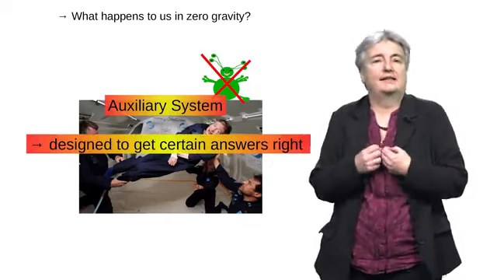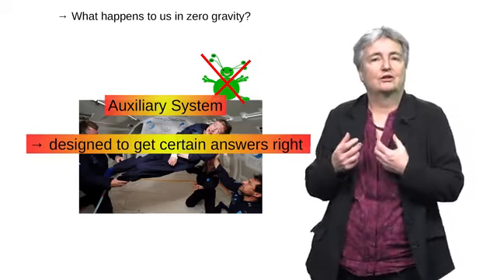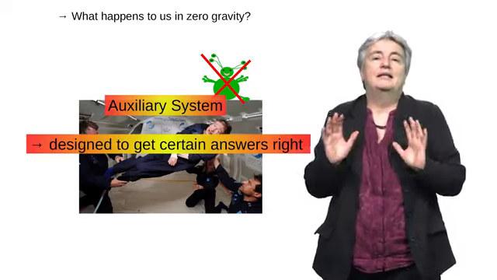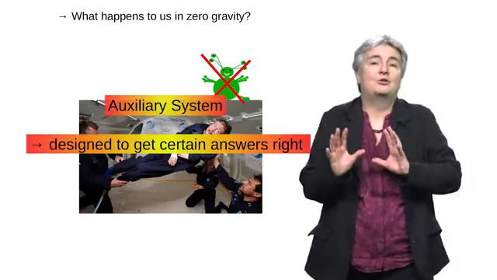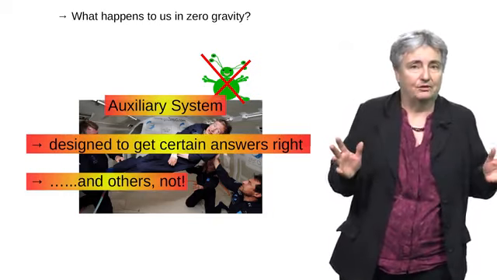If you are good in designing it, you will get the correct answer to a certain question, the one for which you have actually designed it. But the answers to questions for which you have not designed your auxiliary system can, of course, be quite wrong. Let us look at a concrete and simple example, the calculation of energy levels in a potential.